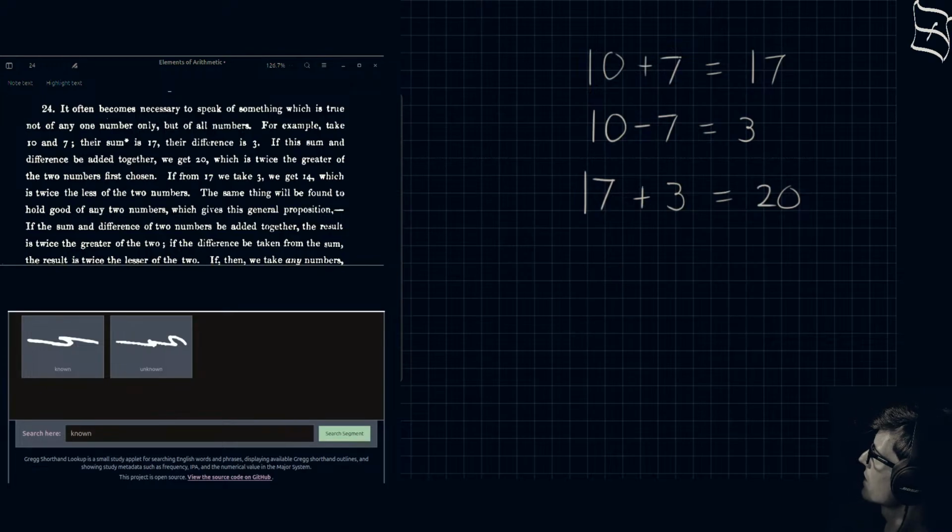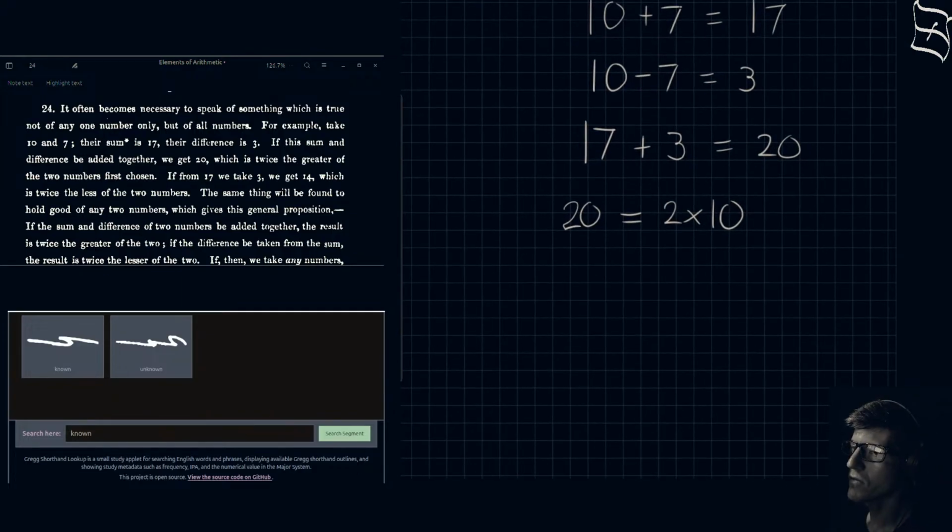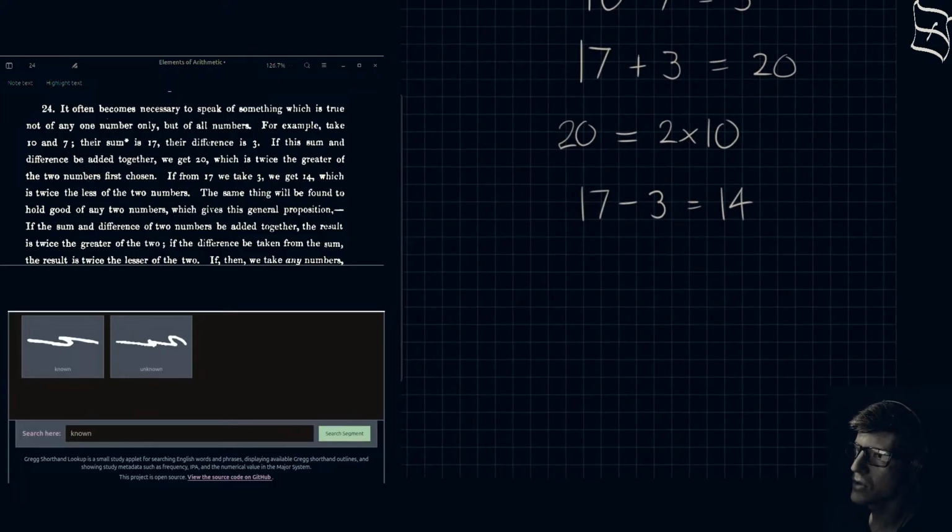We don't have a symbol for greater yet, so I'm going to have to just use the word. So we get 20, which is twice the greater, so 2 times the greater of the two numbers. If from 17 we take 3, we get 14, which is twice the less of the two numbers, okay?